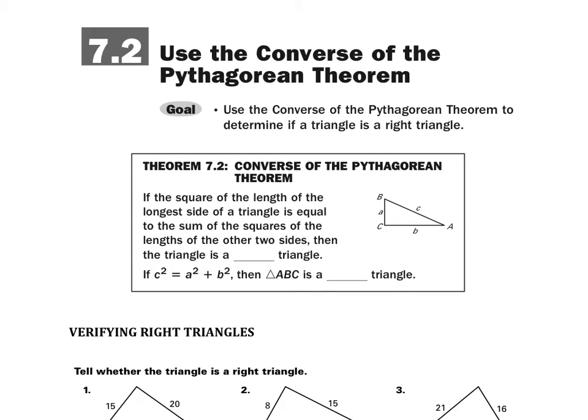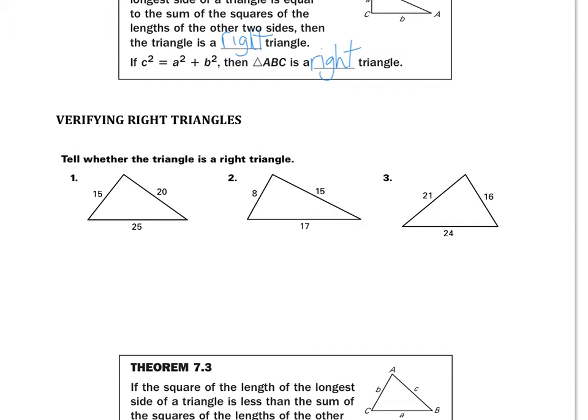Section 7.2, we're going to use the converse of the Pythagorean theorem to determine if a triangle is a right triangle. So the theorem for the converse of the Pythagorean theorem states if the square of the length of the longest side is equal to the sum of the squares of the lengths of the other two sides, then the triangle is a right triangle. So if c squared equals a squared plus b squared, then triangle ABC is a right triangle. So we're going to determine if we have right triangles.